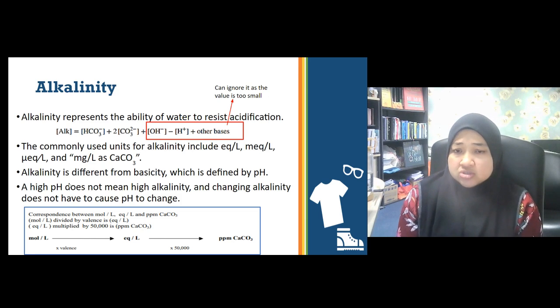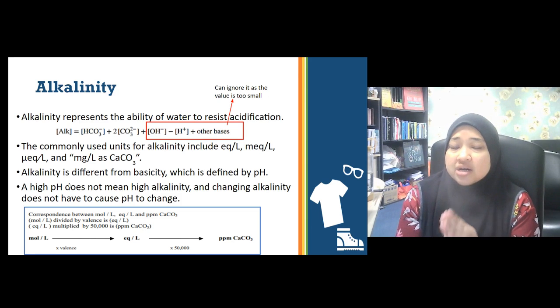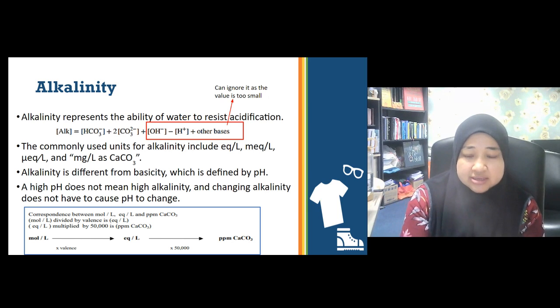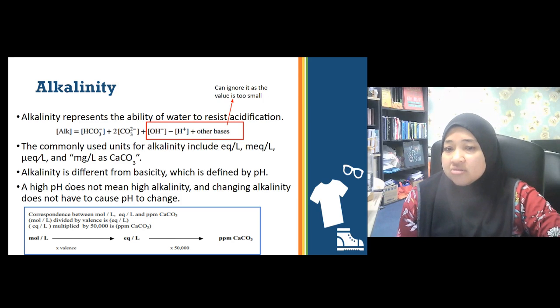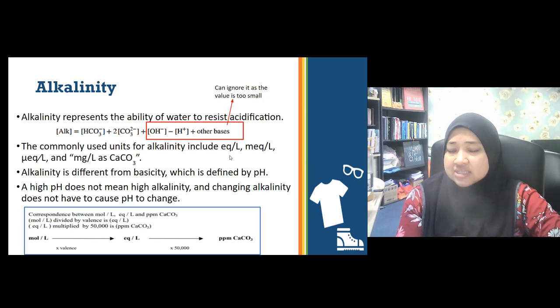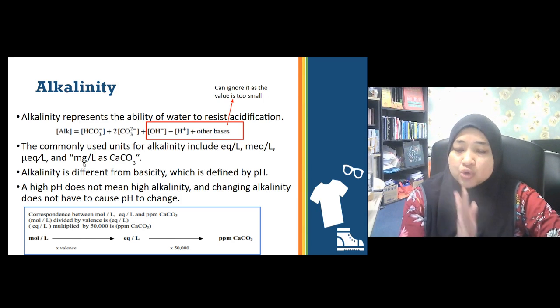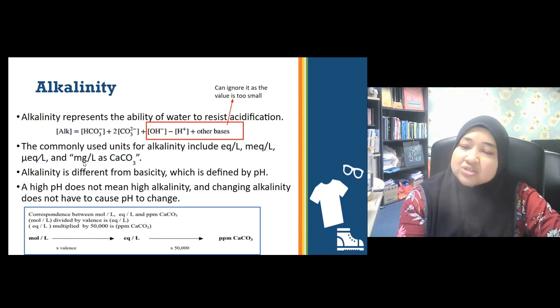That's why last week I asked you to do a mind map about how to convert from one unit to another. You cannot just say equivalent per liter is equal to milligram per liter. You must know how to convert to get the same unit as milligram per liter here.